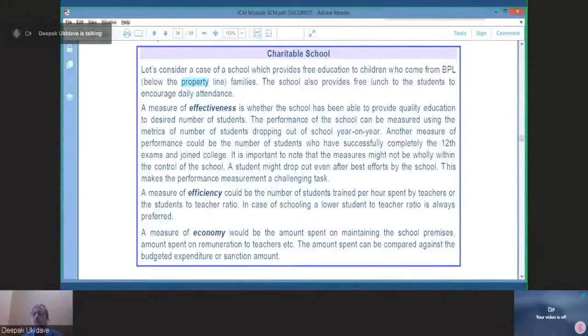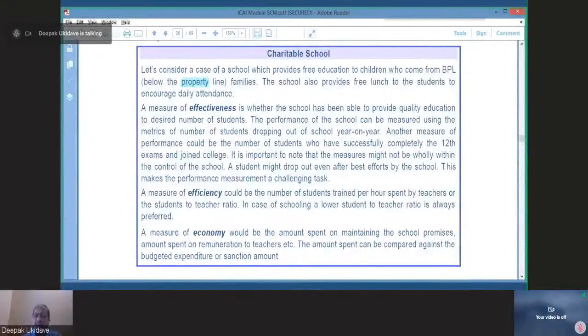Now, school also provides free lunch to the students to encourage daily attendance. Right? That is generally the practice. If you see in rural areas, many companies have adopted the entire village as a part of their CSR, and they spend huge amount on nourishment of children in the school. And children are made to come to the school, attend the school.